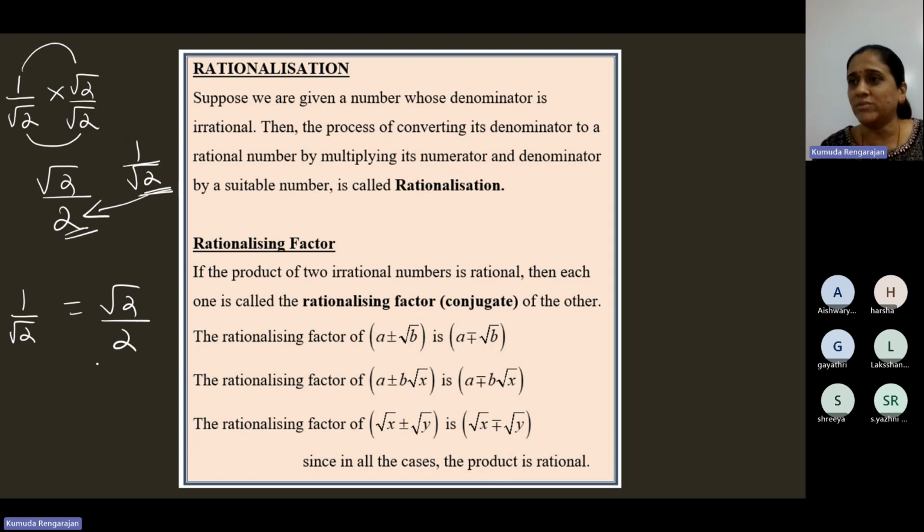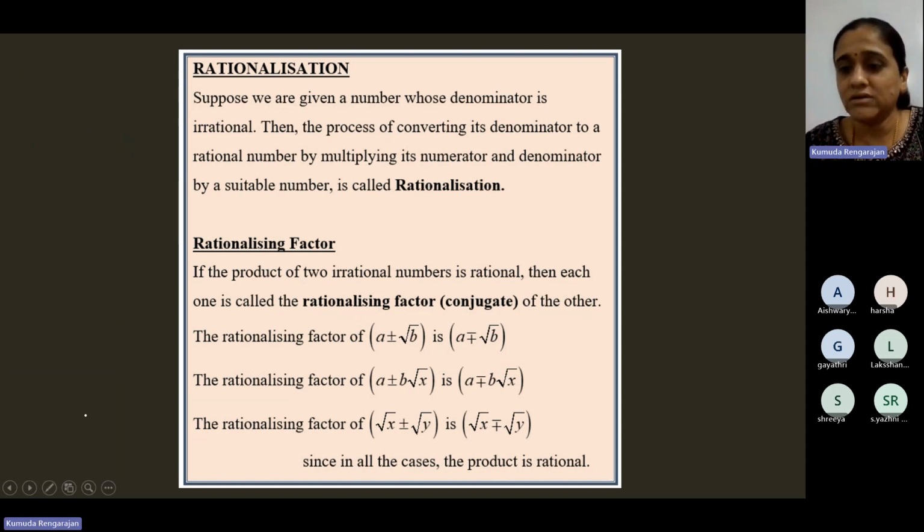How did you get this new number? By multiplying and dividing by root 2 by root 2, which is 1. So you've written an equivalent number, and that equivalent number has a rational denominator. The given number has an irrational denominator; the equivalent number has a rational denominator. So this is the process of rationalizing the denominator. So what did we do? This is the understanding of rationalization. When you're given a number with an irrational denominator, the process of making the denominator rational. I shouldn't use the term rationalizing.